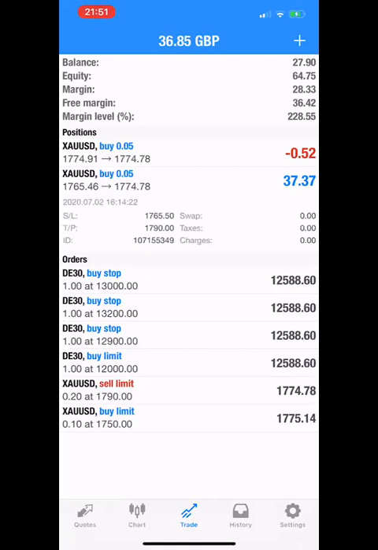Why? If you do 20 pips at 1.00, that is equal to £200. If you do 20 pips at, right, so 1.00 is simply £10 a pip. If you do 20 pips at £100 a pip, that's £2,000.